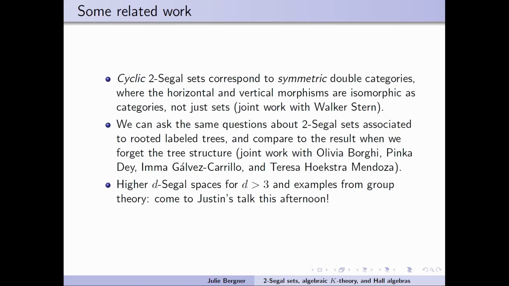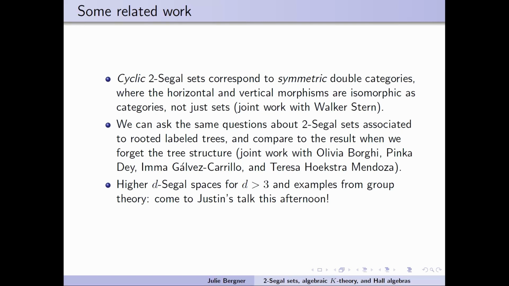So they end up being very symmetric to one another, which is kind of wild. Another project that I've worked on with Olivia Borghi, Eva Day, Imma Gálvez-Carrillo, and Teresa Hoekstra-Mendoza: we constructed a family of two Segal sets from trees. And I should say both that example and the one from graphs are baby versions of constructions of Gálvez-Carrillo, Kock and Tonks that come from combinatorics. I didn't get a chance to say where that came from. But this is what's fun about this example: you get these very hands-on examples and you compute their Hall algebras and their corresponding pointed stable double categories.